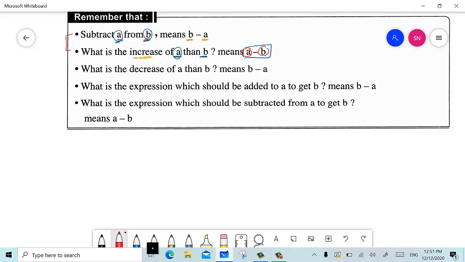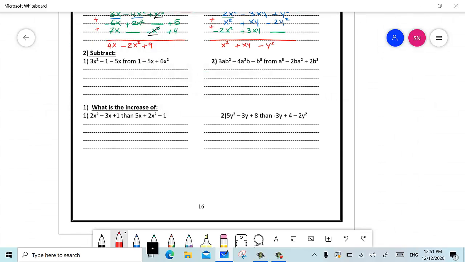Again, to the binder page 16. Now, I'm asked to subtract 3x squared, negative 1, negative 5x from 1, negative 5x plus x to the power of 2. Again, we said that when I am told subtract a from b, this means I'm taking b minus a, so the second expression minus the first. So I am going to write here 1 minus 5x plus 6x squared.